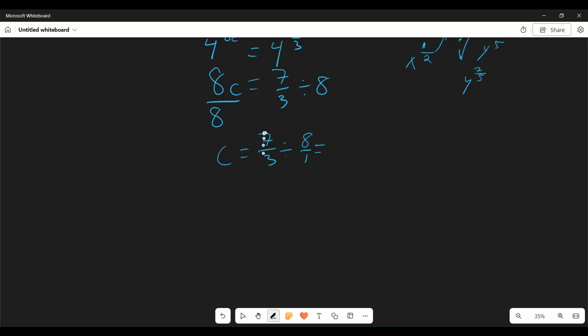So that means we keep the first term, 7/3. We switch from division to multiplication, and then we flip this term, so the denominator becomes the numerator, and the numerator becomes the denominator. So 7 times 1 equals 7 in the numerator, and 3 times 8 is equal to 24. Therefore, c is equal to 7/24. Well, there you have it. That is the answer to this one.